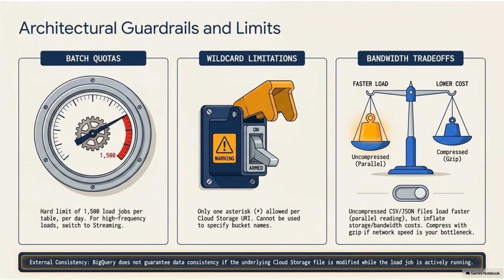Last is the bandwidth trade-offs, the faster loads and the lower cost. You have to decide which one you are going with. Faster loads are parallel, which, as we saw, was by binary, and then they are compressed. Since they are compressed, they will give you a lower cost.